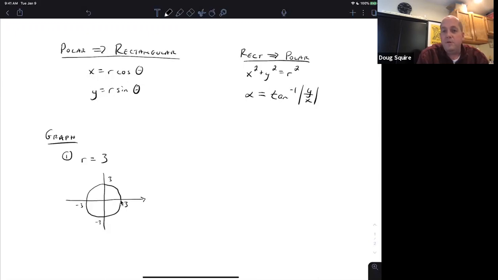And then if I go from 2 pi to 4 pi, I would get another trace of that circle. So it's actually not just one trace of the circle. It's like an infinite number of traces of the same circle. So anytime you have r equals a constant, you would get a circle.